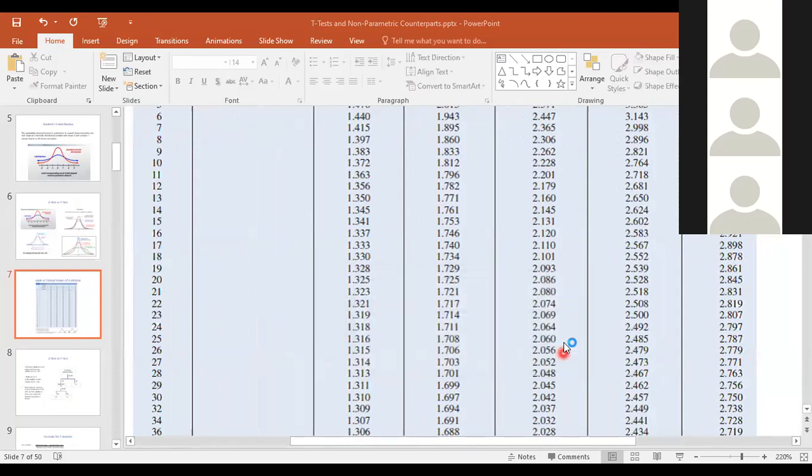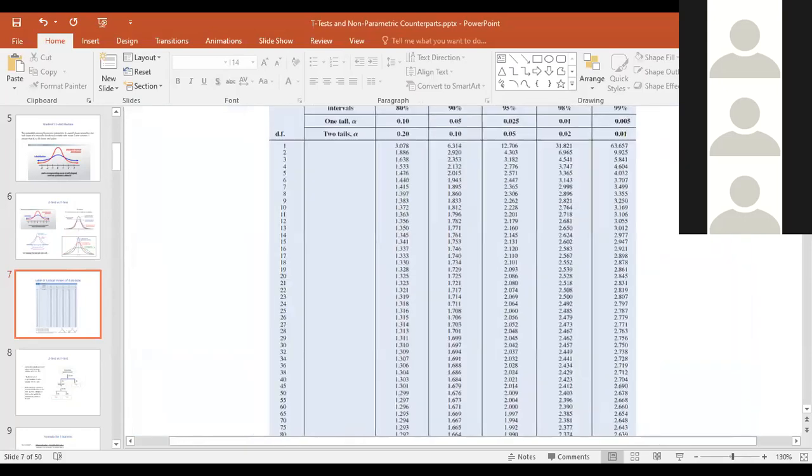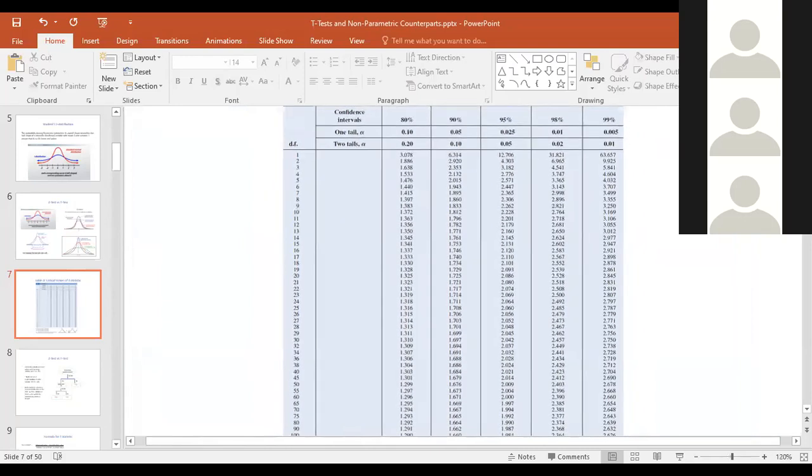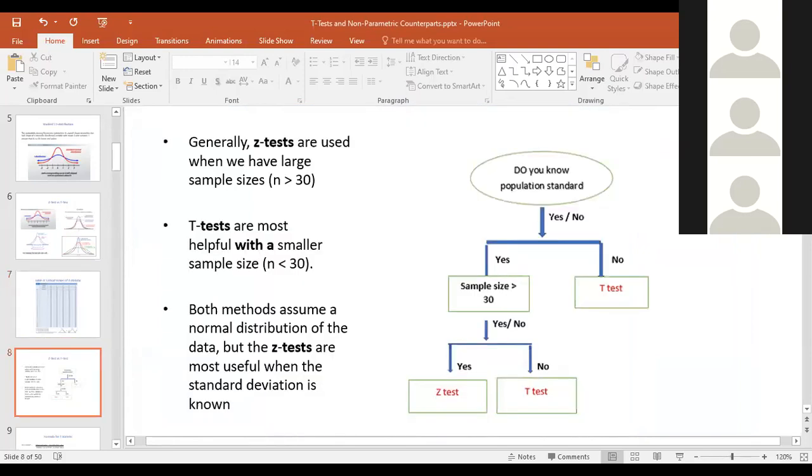Wait, so it says 0.0293. Okay. Sorry, is it not 2.093? Yeah, here it is, 2.093. Sorry, it's 2.093. So 2.093, and the value you got is more than that. It is more than the critical value.